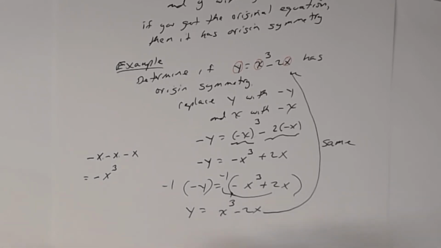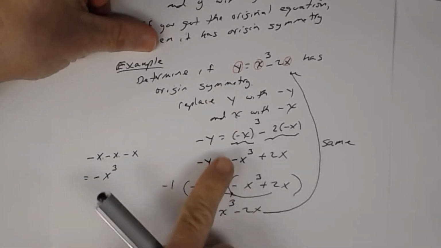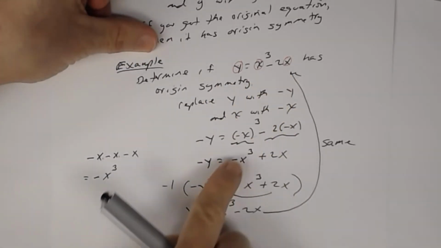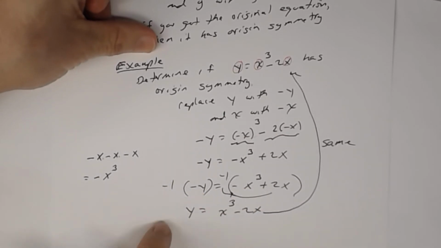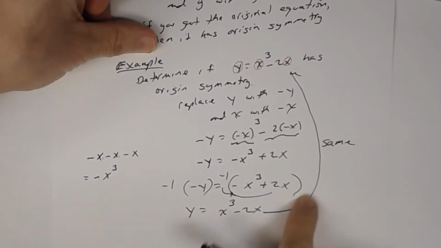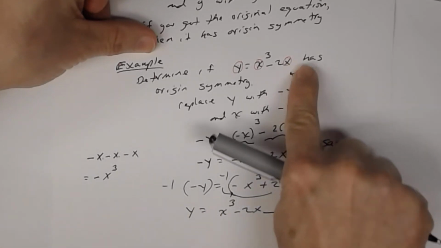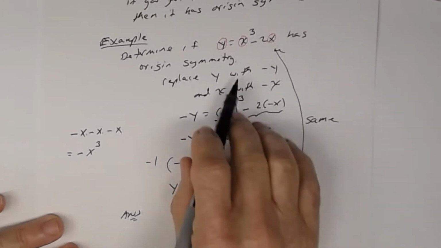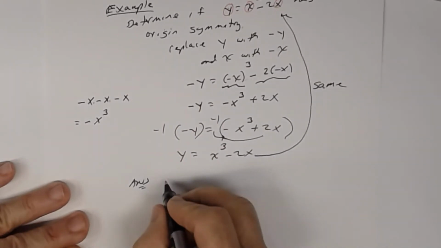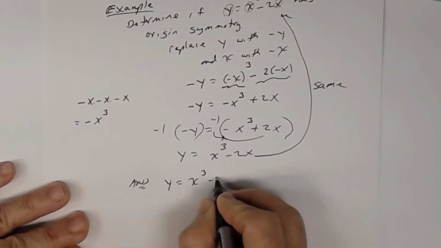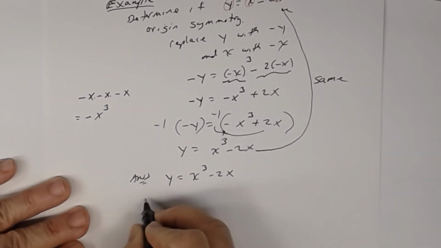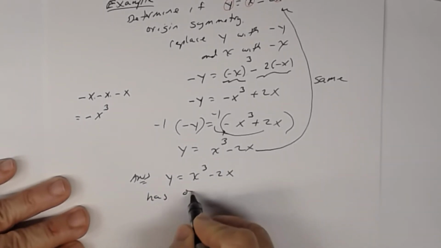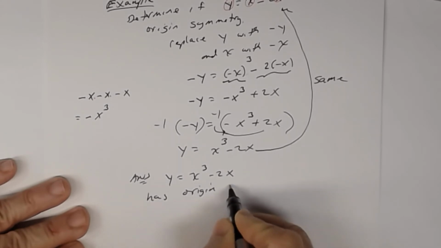So that's one where you got to remember, hey, if they're opposites, then all I can do is multiply both sides by -1 and I'll get the exact same equation. So now since those equations are the same, I can say this. The answer, you're going to say the original equation, which is y equals x cubed minus 2x, has origin symmetry.